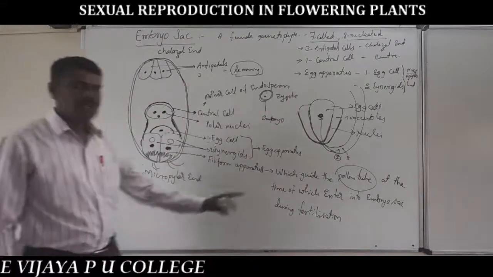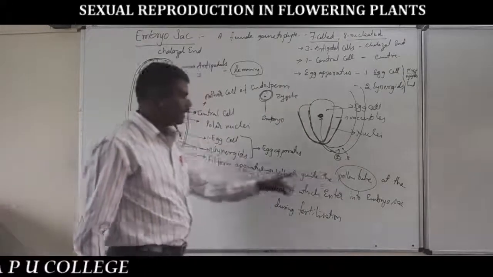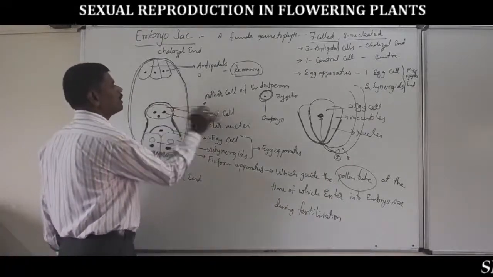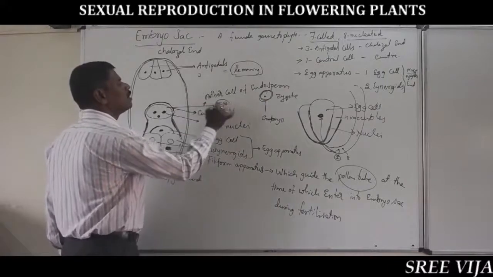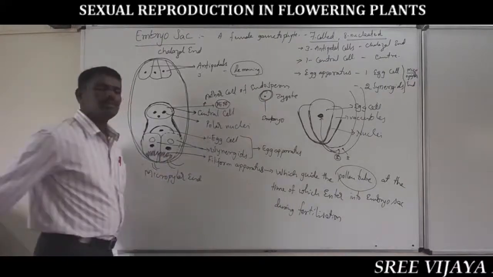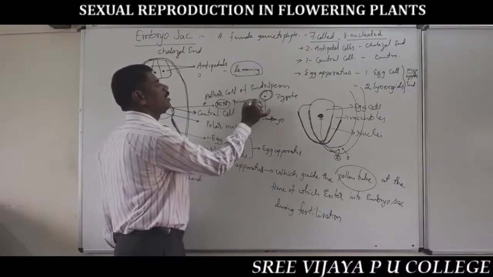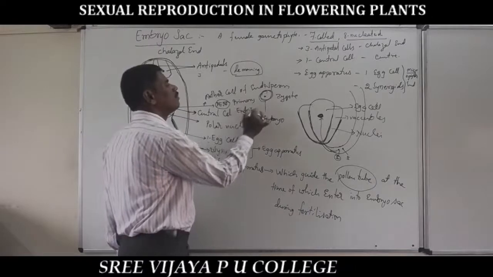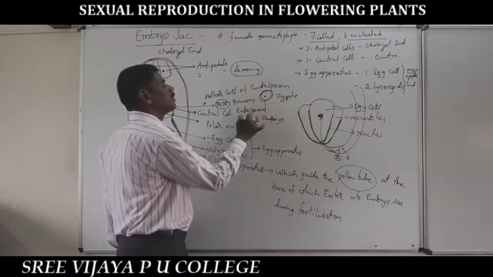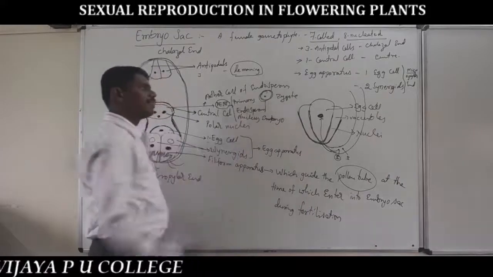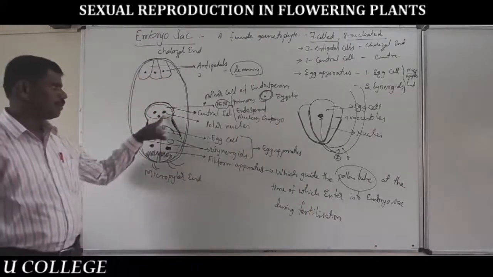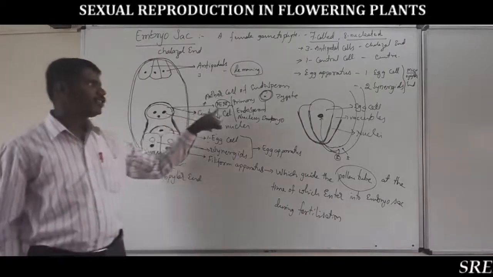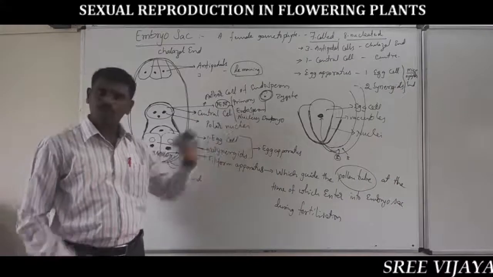At the time of fertilization, the first male gamete fuses with the egg cell. It leads to formation of the zygote. The second male gamete fuses with the central cell. It leads to formation of PEN, that is, primary endosperm nucleus.